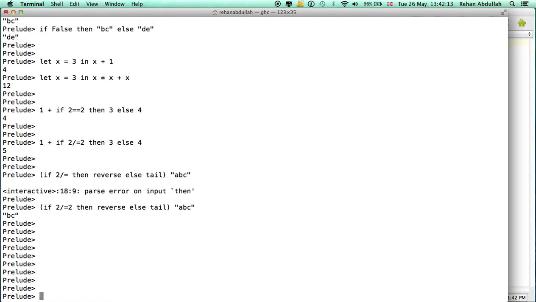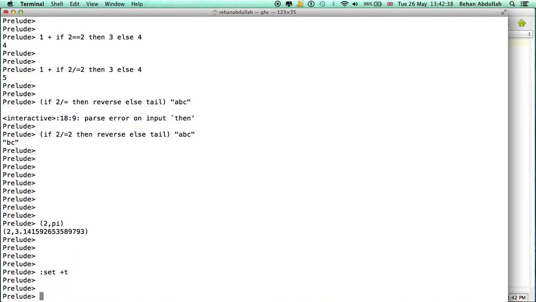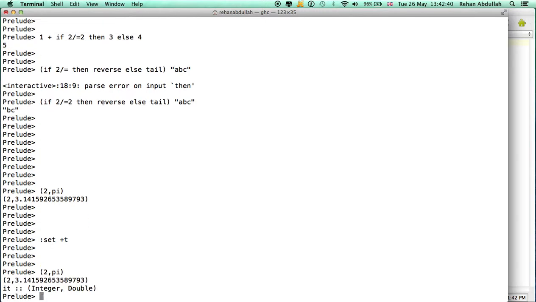Let's get on to tuples. So, a couple of brackets, 2, and then pi. What does that give us? Also, we need to remember that we need to set. The code for setting that we did before is colon set plus t. And now if we do the same thing, there we get integer and double, you see.